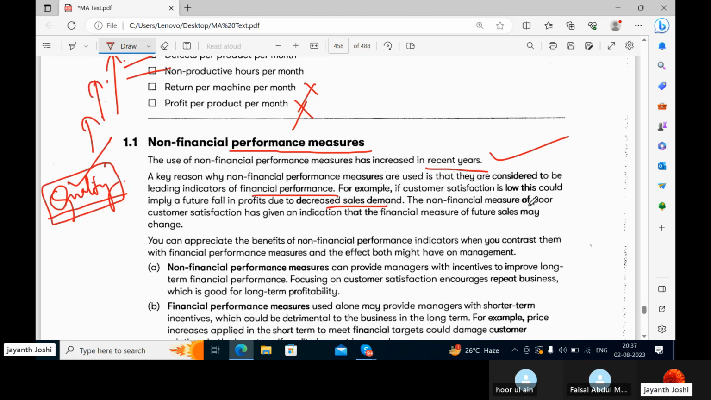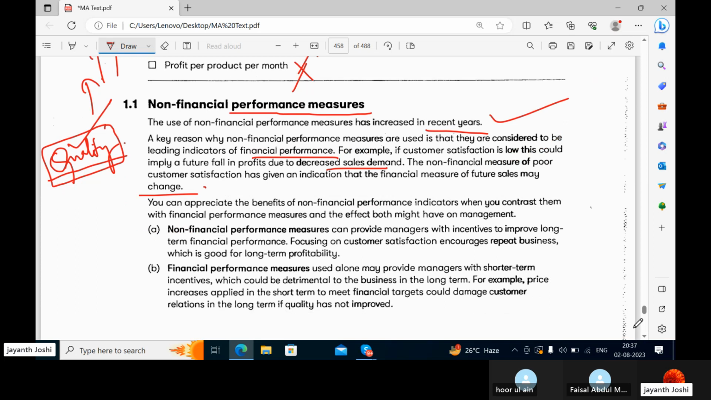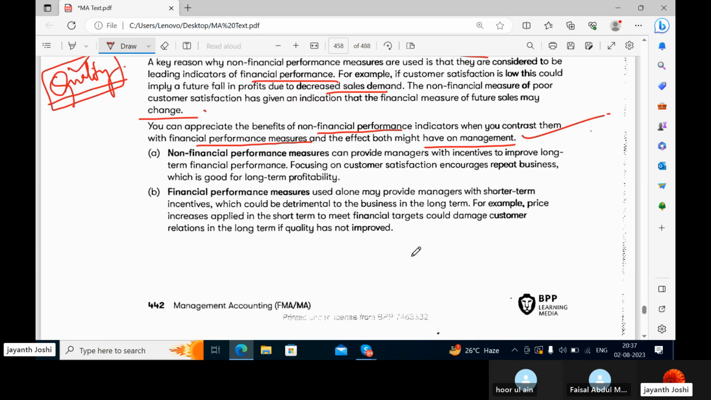So the non-financial measure of poor customer satisfaction has given an indication that the financial measure of future sales may change. If the consumer is not satisfied, your company is going to lose business. Now, you can appreciate the benefits of non-financial performance indicators when you contrast them with financial performance measures and the effect both might have on management. Yes, now we can compare the financial performance with non-financial performance and see how it can have an impact or effect on the management. Non-financial performance measures can provide managers with incentives to improve long-term financial performance.